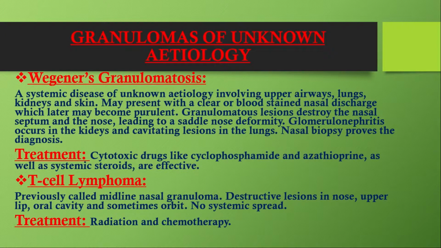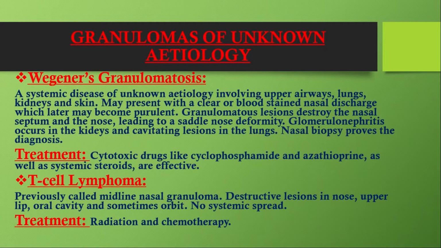Glomerulonephritis occurs in the kidneys and cavitating lesions in the lungs. Nasal biopsy proves the diagnosis. As for its treatment, cytotoxic drugs like cyclophosphamide and azathioprine, as well as systemic steroids, are effective.